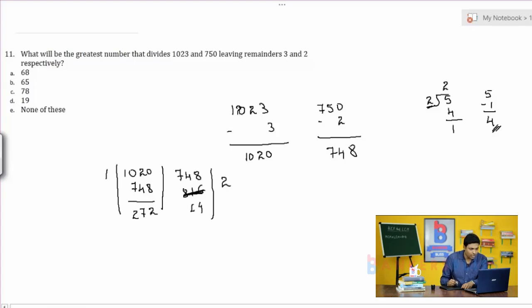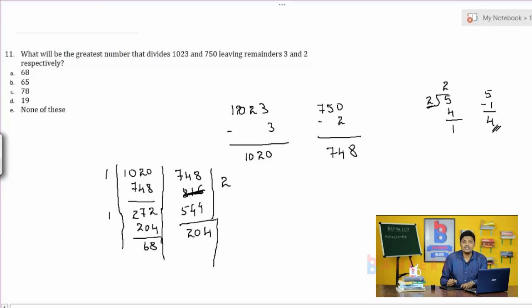Next, 7 2s are 14, 1 carry over, 2 2s are 4 plus 1, 5, 544. So the remainder is 4, 0 and 2. So 204 and 272. 272 is the bigger number, 1 time 204. So 8, 6. 68 is the number we got.